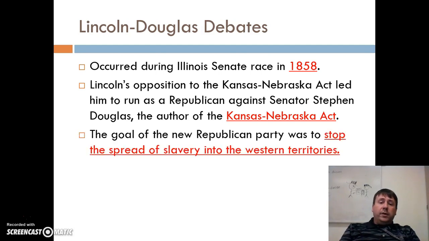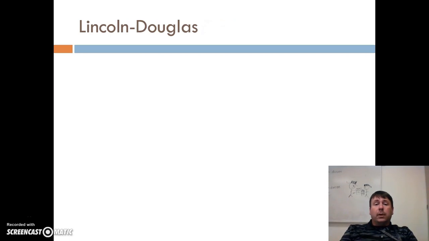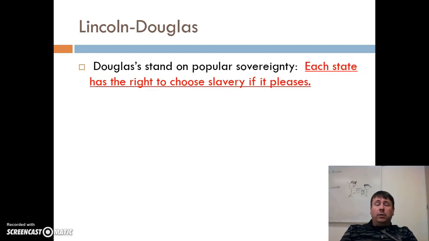The goal of his new party, the Republican Party, which Lincoln was a member of, was to stop the spread of slavery in the Western territories. That was their whole purpose. And that was one of the reasons that Lincoln was running for office. And you get their views during this time. And as we already learned, basically Stephen Douglas's view was popular sovereignty. Each state has the right to choose slavery if it pleases. That was his whole platform, and that's what he stood on.